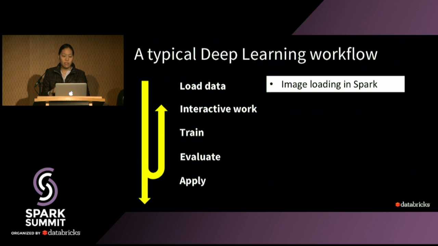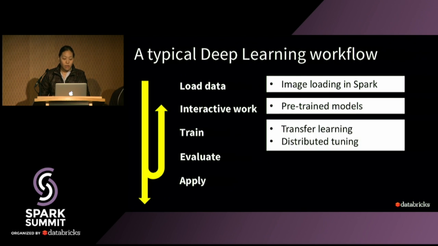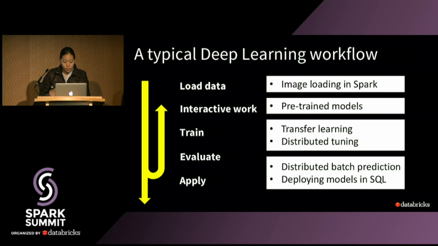So in deep learning pipelines, we have a bunch of tools for each of these steps. For example, for loading data, we added support for image loading, since that was not well supported in Spark. For interactive work, we'll talk about some of the canned pre-trained models you can use and how. For training, we'll talk about transfer learning, as well as how you can do distributed tuning with it. And for application of the models, we'll talk about batch prediction, as well as deploying it into SQL for use. Given the time, we thought we would do part 1 up to transfer learning, but we'll see.